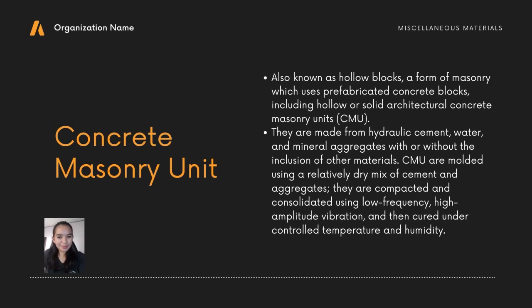Concrete unit masonry is a form of masonry which uses prefabricated concrete blocks, including hollow or solid architectural concrete masonry units, or CMU. To be considered solid, units must be at least 75% solid. Hollow concrete units are preferred because of their reduced weight, easier handling, and lower cost. Concrete masonry units are made from hydraulic cement, water, and mineral aggregates with or without the inclusion of other materials.